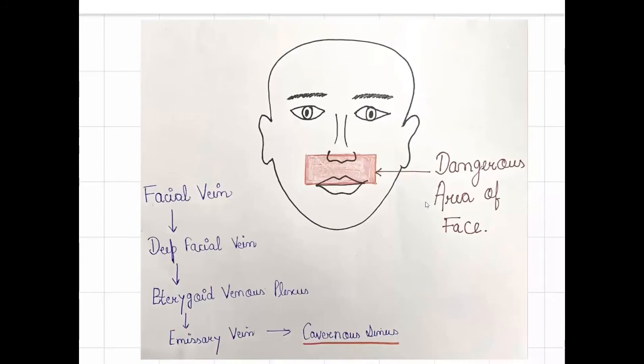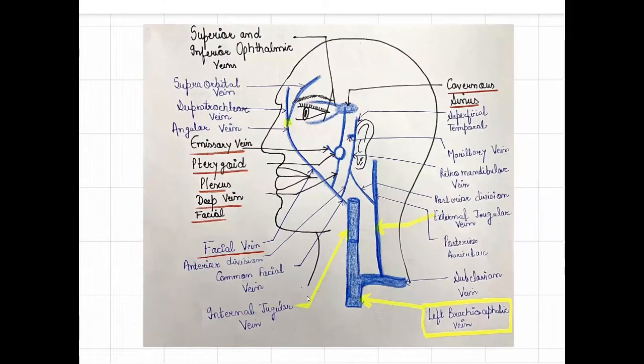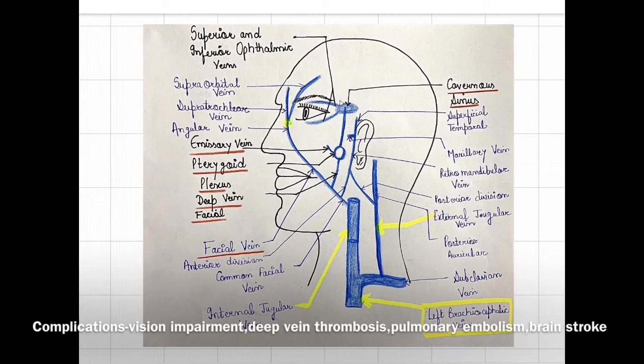Let's again go to the diagram here. I've already told you that this facial vein is the largest vein of your face which does not contain valves. So if there is any infection in this dangerous area of your face, it leads to the infection moving towards the deep facial vein, then to the pterygoid plexus, then via the emissary veins it goes to the cavernous sinus. This leads to thrombosis in the cavernous sinus, which may lead to paralysis of patients, even the death of the patients also.